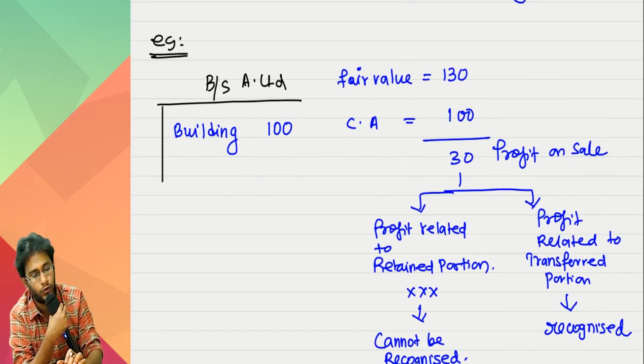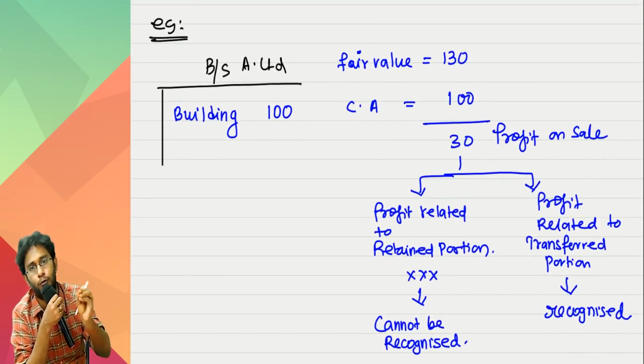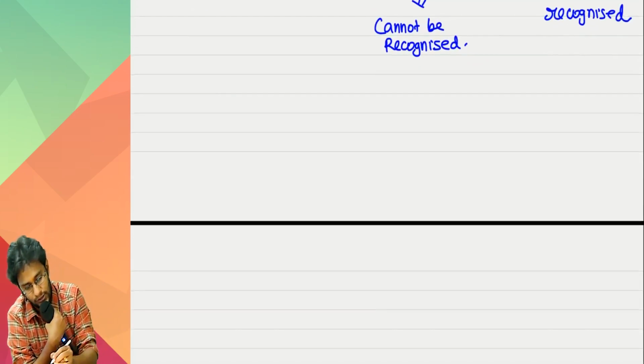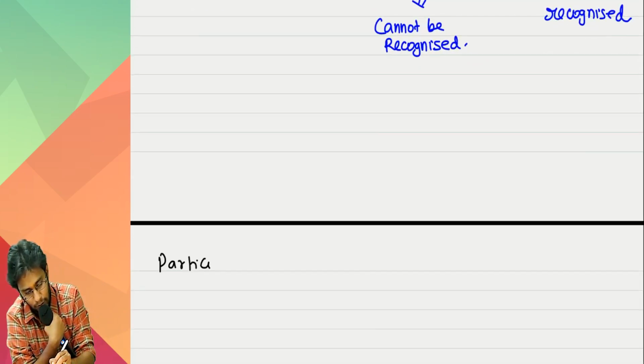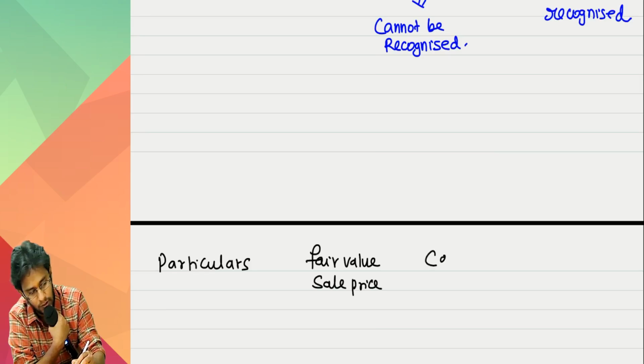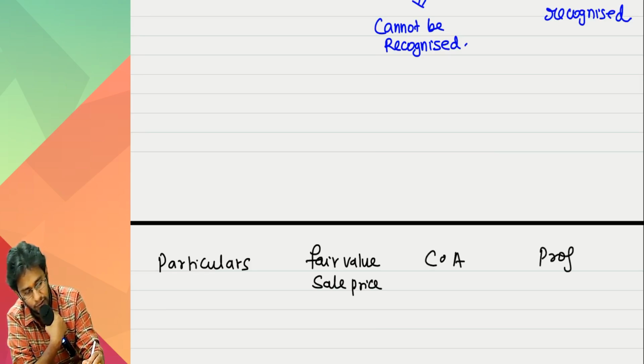Chalo, let us see how to split this number, how to split the 30 into 2 portions. You understand that, game over. So what we will do is, we'll basically make a small table, sir, with particulars: the fair value, or rather the sale price, carrying amount, profit.